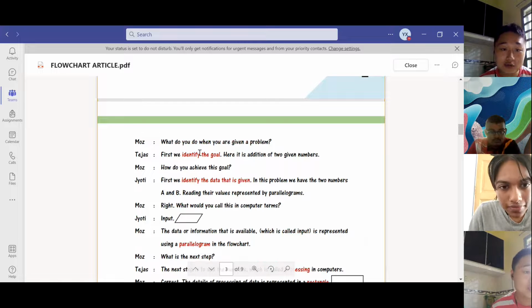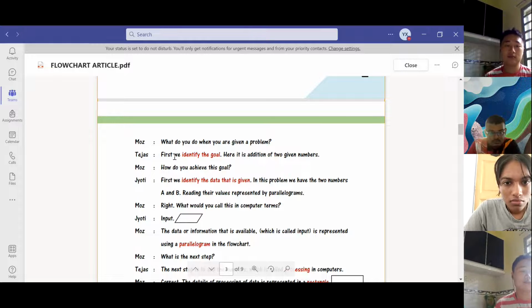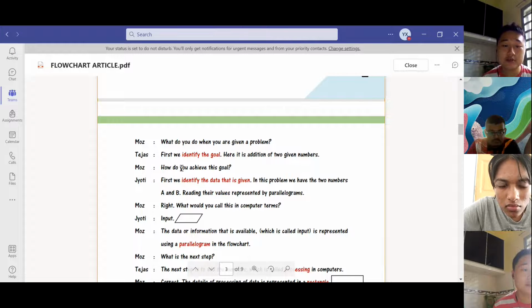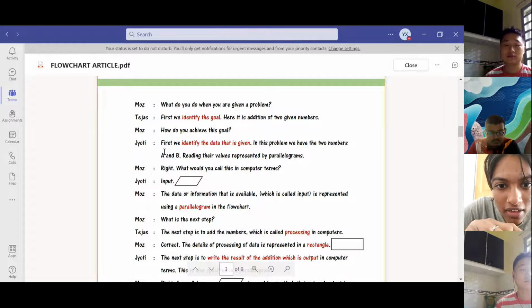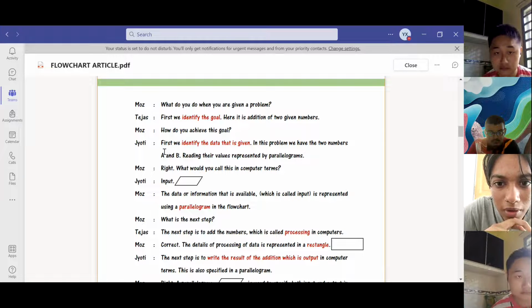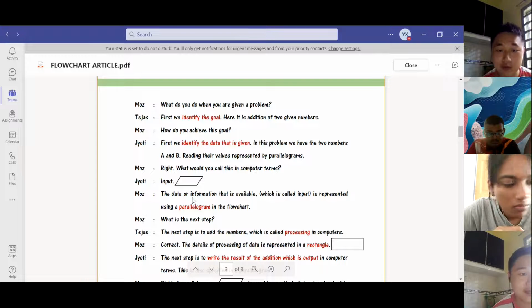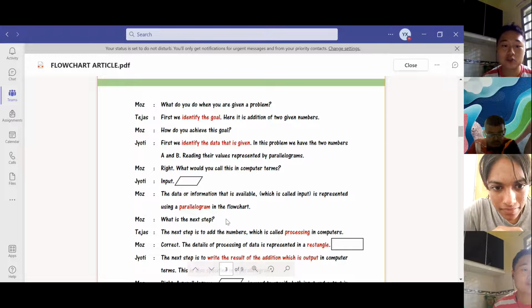So what do you do when you are given a problem? First, we identify the goal. Here it is addition of two given numbers. How do you achieve this goal? First, we identify the data that is given. In this problem, we have two numbers A and B, reading their values represented by parallelograms. Right. What would you call this in computer terms? Input. The data or information that is available, which is called input, is represented using a parallelogram in the flowchart.